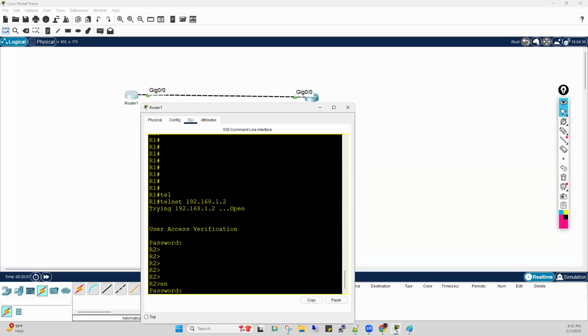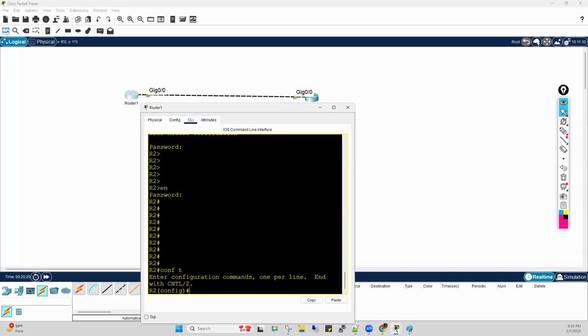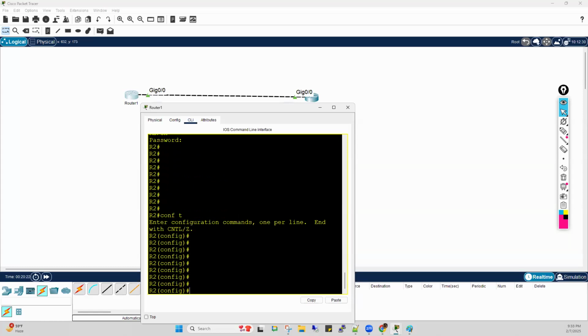So when I write enable, it is asking me the password again. So what is the password I set, guys? Enable secret password. What is the password I set? Cisco123. I said right here. See, now I am in the global configuration mode. I am in the global configuration mode of R2. Getting my point, everyone, yes or no, right?